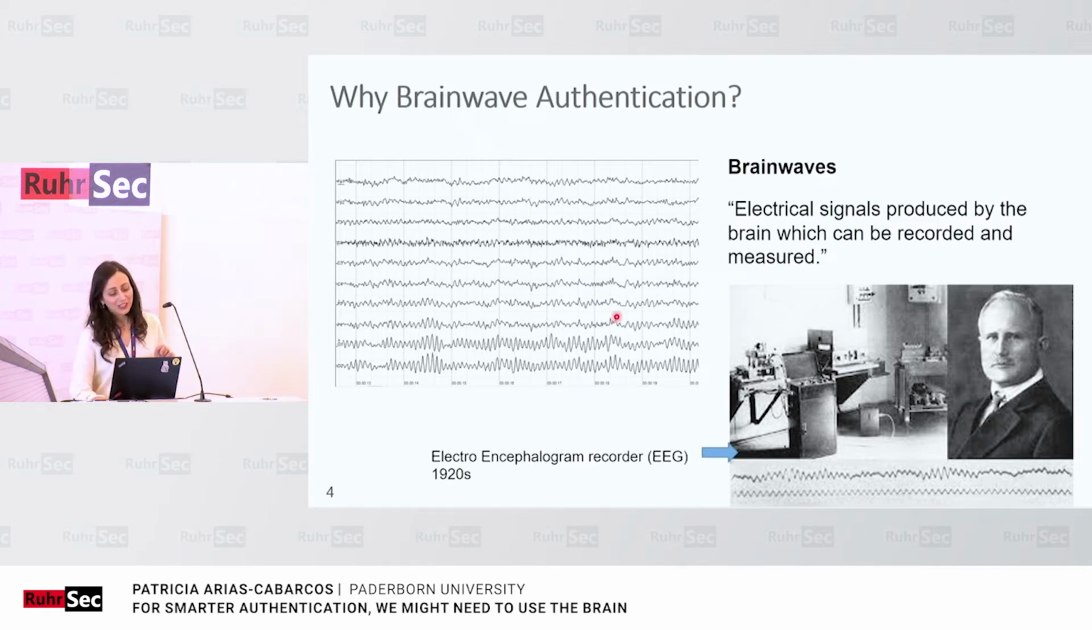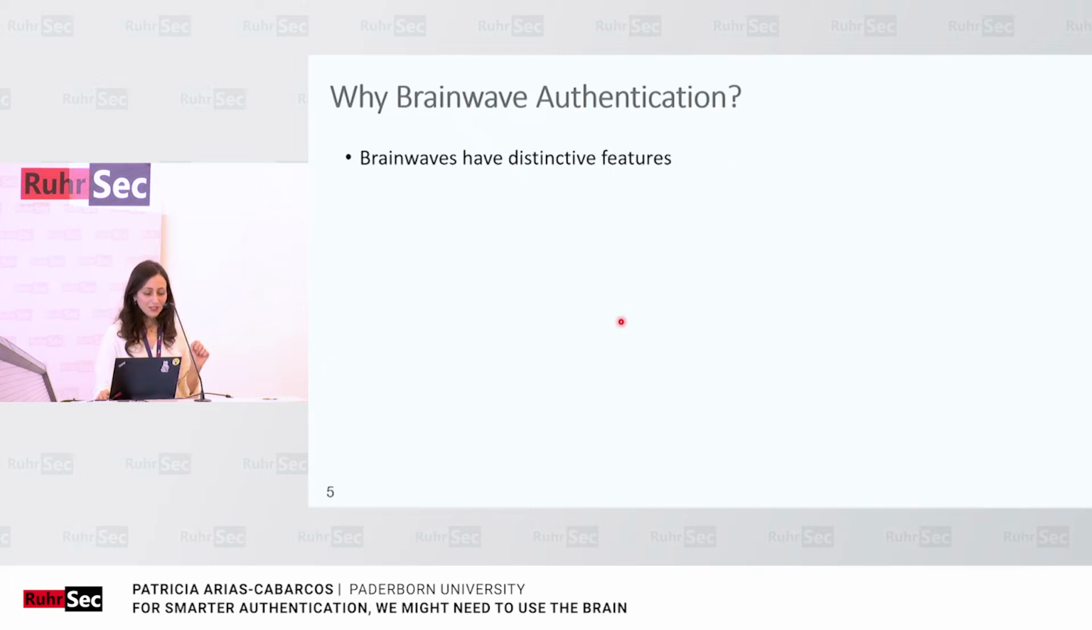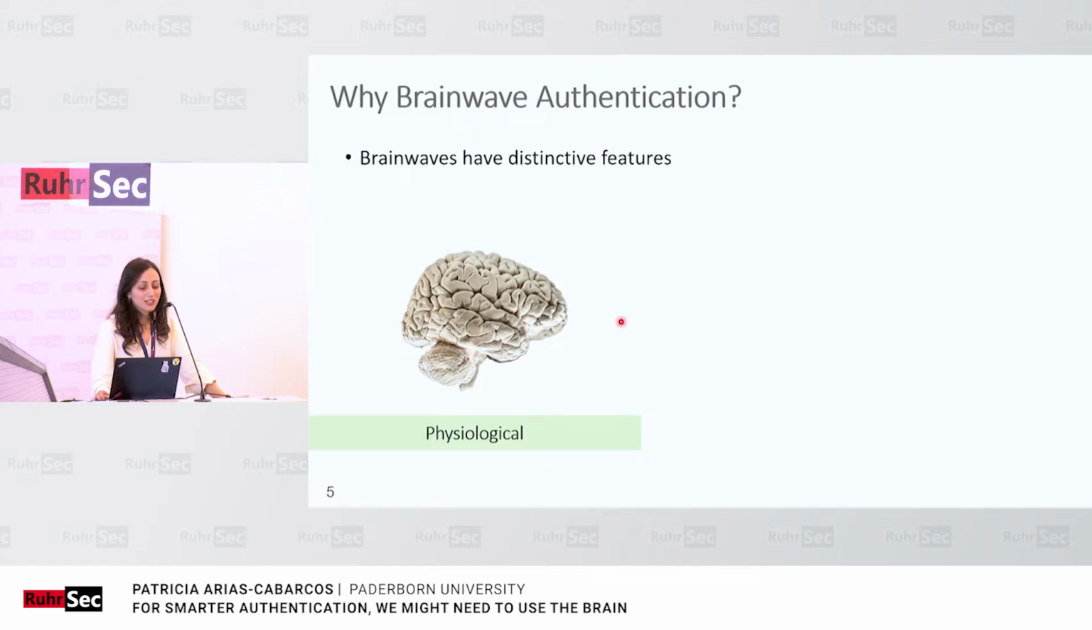And he observed also that there are different rhythms. So we have high-frequency brainwaves that are present when you are engaged intellectually, when you have focused attention, and we have slower, low-frequency brainwaves that are more present when you are sleeping, unconscious, or relaxing, non-attentive. So we know what brainwaves are, and the important thing, if we want to use them as biometrics, is that brainwaves have distinctive features. These features can be related both to physiological factors.